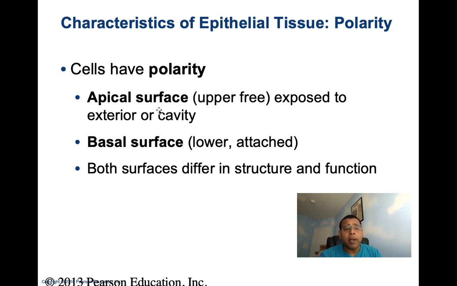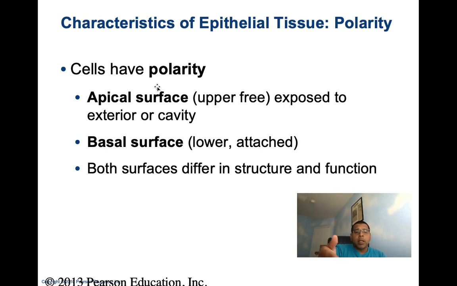So when you compare the apical versus basal surface, both surfaces are going to differ in structure and function. Obviously, because of look at what they have. Apical surface, if it has microvilli, it's going to be involved with absorption there, right? And if we're talking cilia, it's going to be involved with moving things along.